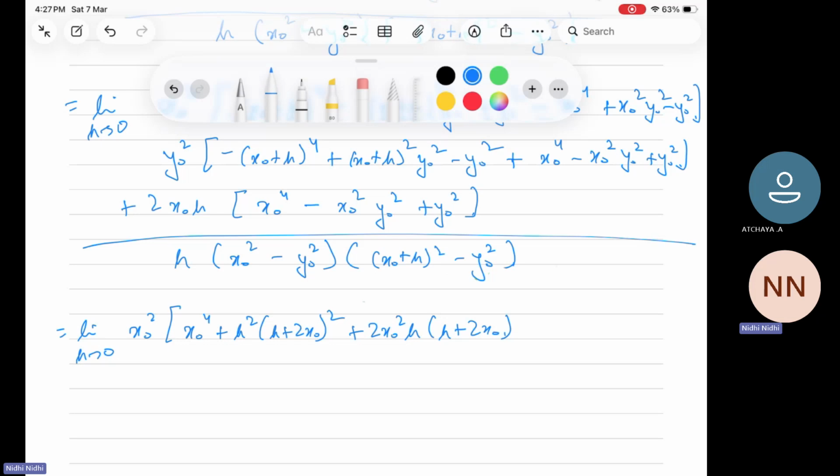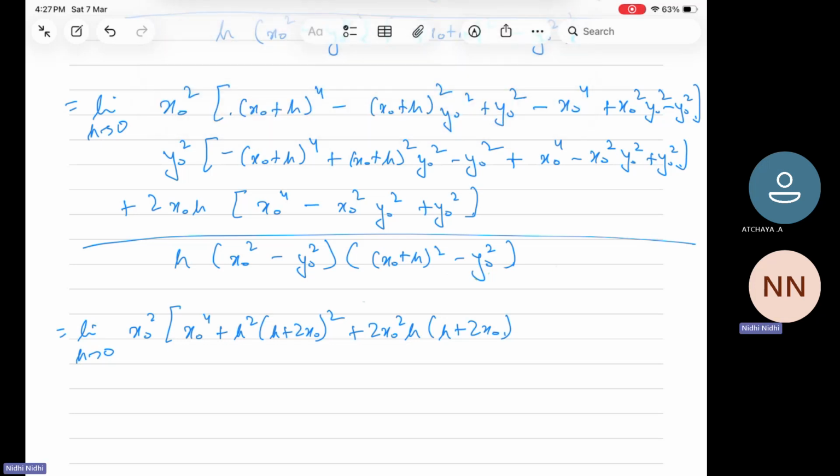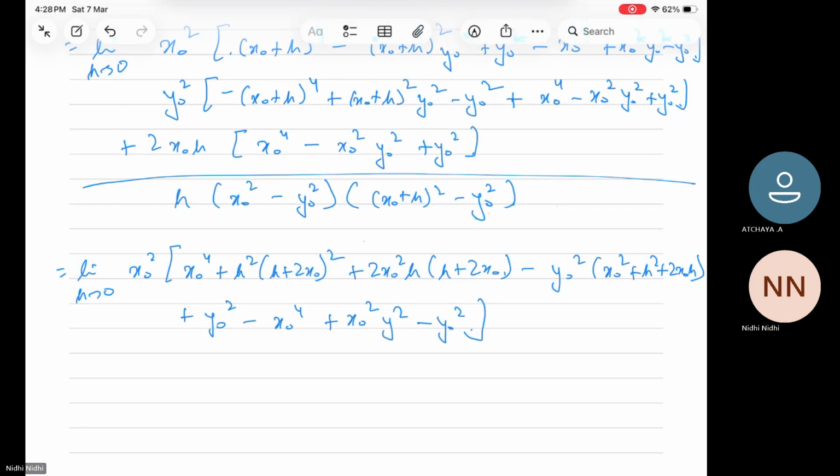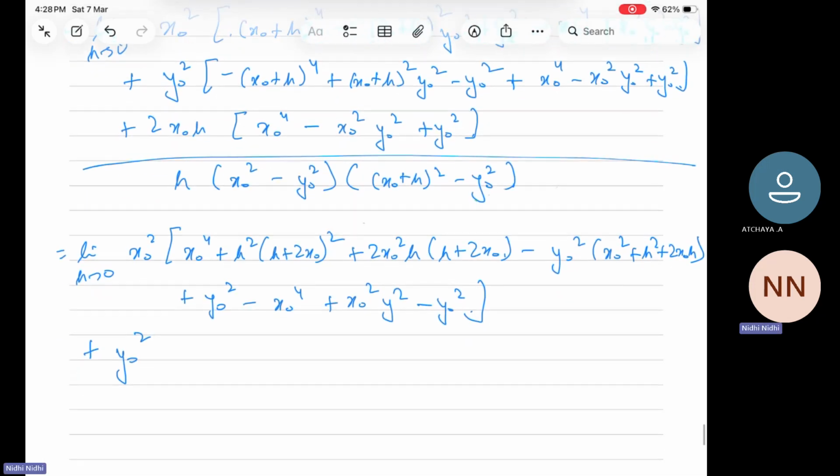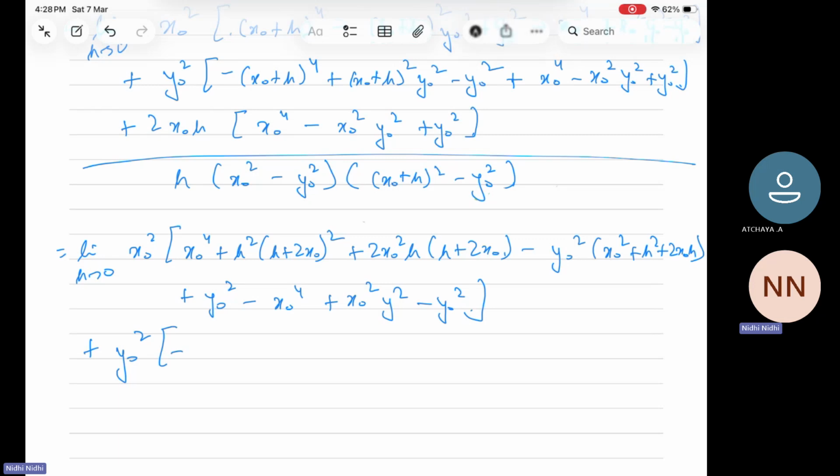Then we have minus y naught square times x naught square plus h square plus 2x naught h, plus y naught square minus x naught to the power 4 plus x naught square y square minus y naught square. Again the same, the first term just with negative sign.